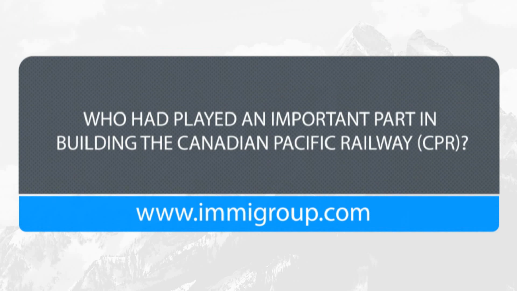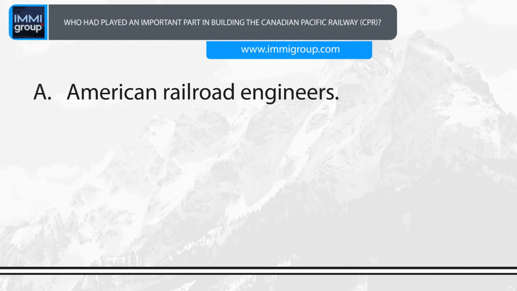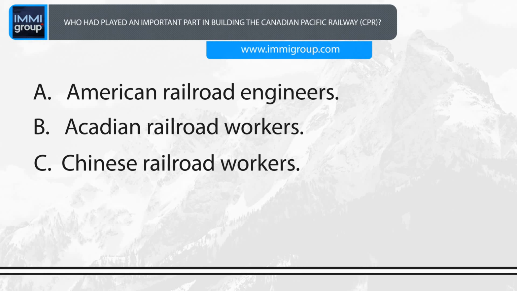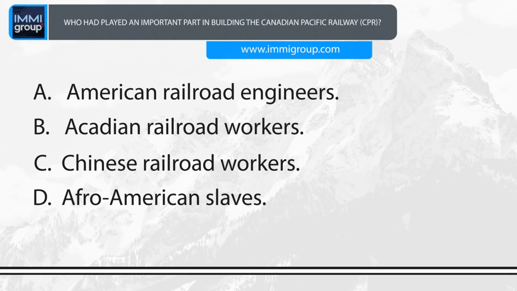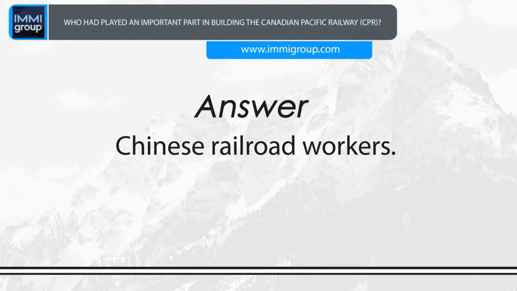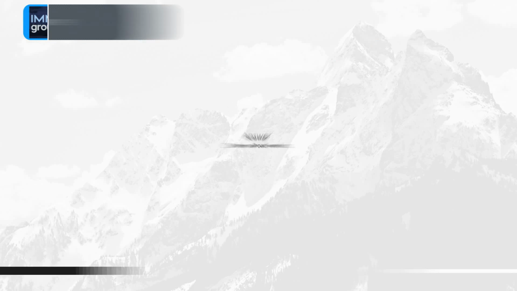Who had played an important part in building the Canadian Pacific Railway, CPR? A. American Railroad Engineers. B. Acadian Railroad Workers. C. Chinese Railroad Workers. D. Afro-American Slaves. Answer: Chinese Railroad Workers.